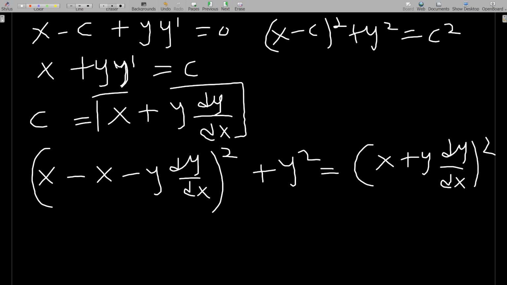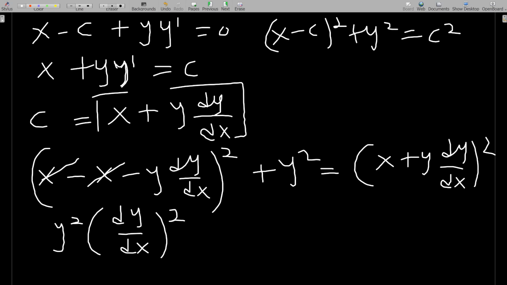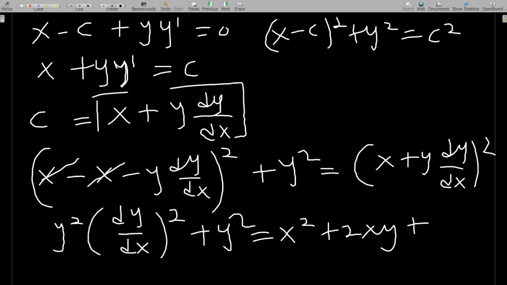So if you simplify this correctly, I won't go through the simplification, but you can expand everything. This can cancel this, so you have only minus y squared, because minus y squared is the same as this y squared, so (dy/dx) all squared. Note this, that this is not the same as d squared y by dx squared. Plus y squared is equal to x squared, plus 2xy dy/dx, then plus (dy/dx) all squared.